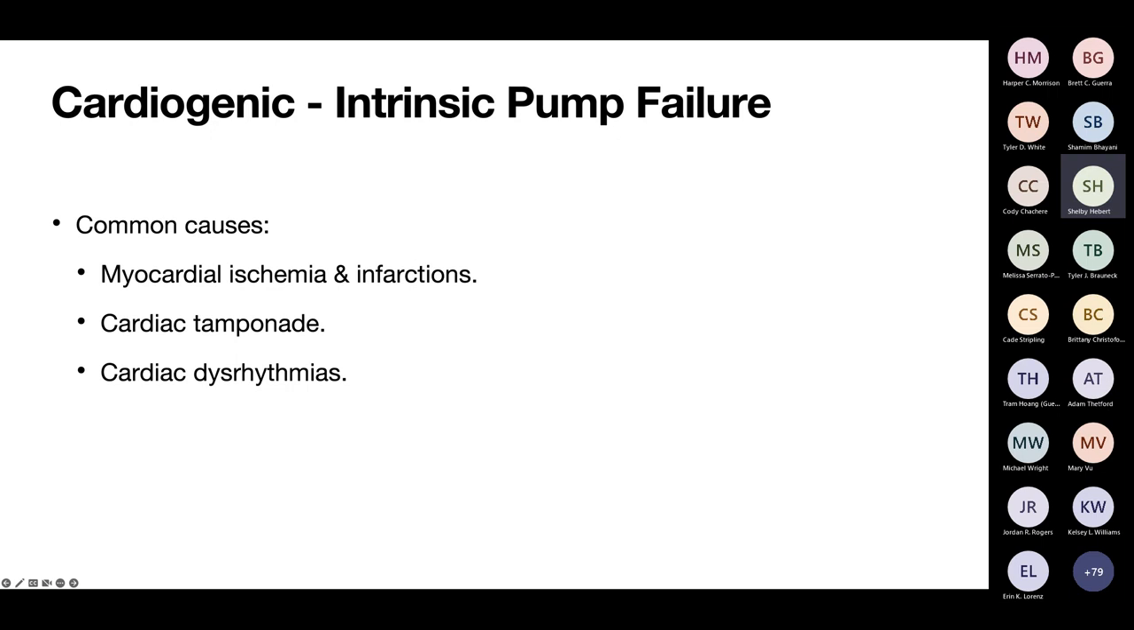One of the big ones, especially if we have patients that are having thoracic surgery or specific cardiac surgery, is they may develop tamponade. So it's kind of like an artificial pump failure. The heart is doing everything it can, but it can't function properly because you've got that swollen sac that's limiting its extrusion. They may also develop some dysrhythmias.